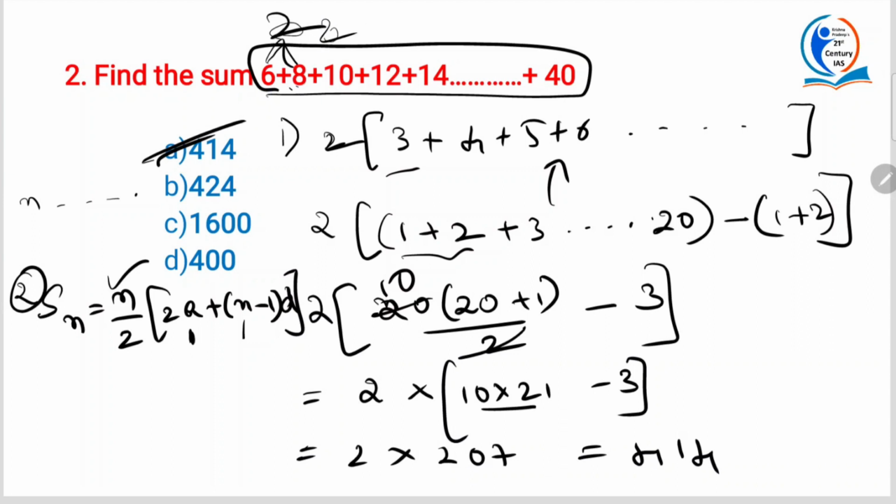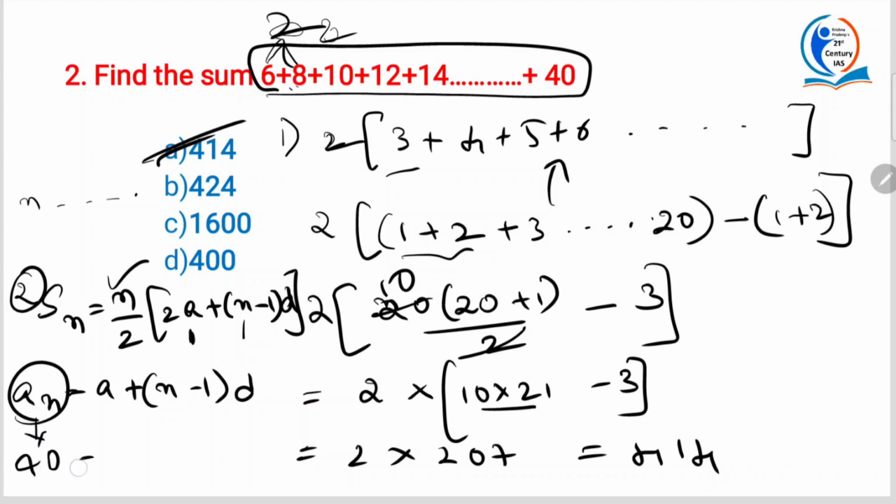That is 2. Now how many terms are there? We do not know. To find that, there is another formula. An is equal to a plus (n minus 1) into d. Now what is an? It is the nth term in the arithmetic progression.